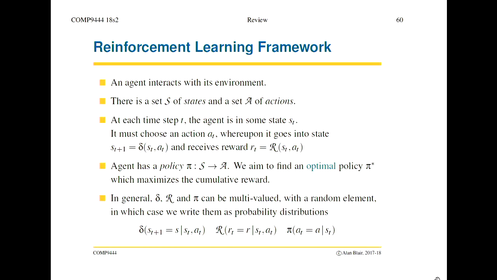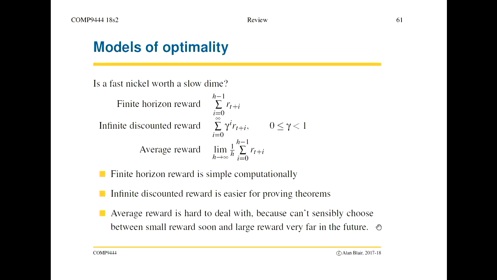and the agent, if it so chooses, can have a policy which, given a state, gives you a probability distribution over actions. We talked about different models of optimality, the finite horizon and the average reward, but most of the time we deal with the infinite discounted reward. So we think about rewards going all the way to infinity, but we have an exponentially decaying discount factor.